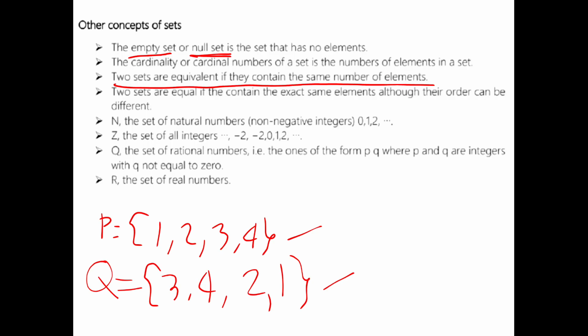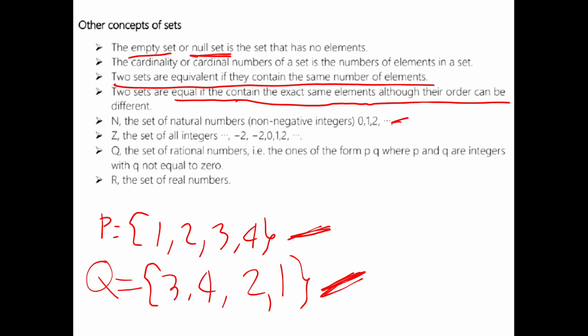And then two sets can be equal if they contain the exact same elements, although their order can be different. For example, one is in sequence and the other is not in sequence. However, they contain the exact same elements. So 1, 2, 3, 4 and then 3, 4, 2, 1. What is in Q is also in P. So they are equal.